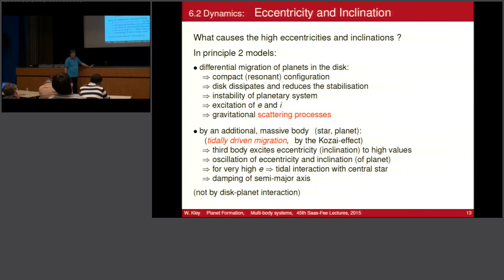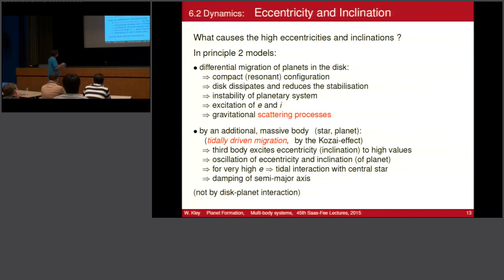Okay. The second option, which is very nice as well, is tidally driven migration. I will come to what this means in a moment, by the so-called Kozai effect. There, you assume you have a third body. You have, let's say, a star and Jupiter and another third object. So you have star, Jupiter, and one third object, okay? For example, a second star here.